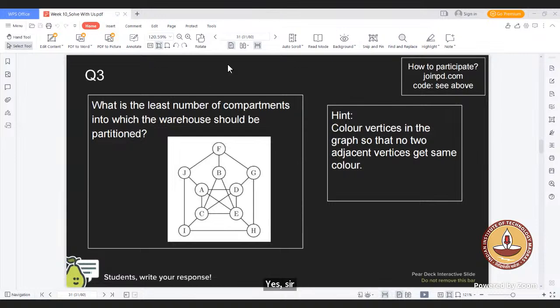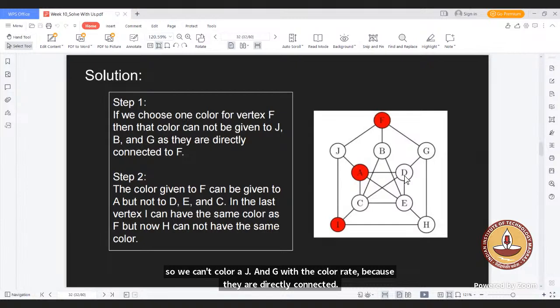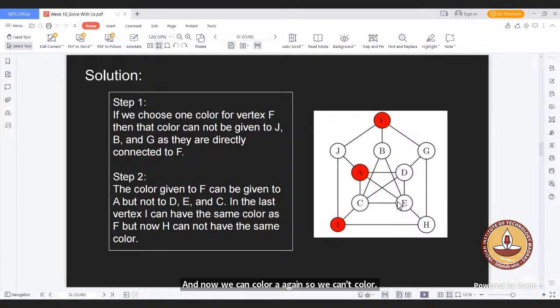Okay. So the correct answer would be 4. We'll see how. First step, we'll start with the vertex F here. We can't color J and G with the color red because they are directly connected. And now we can color A again. So we can't color D, C, or E with the color red. Now we'll color I here. So we can't color H with the same color.